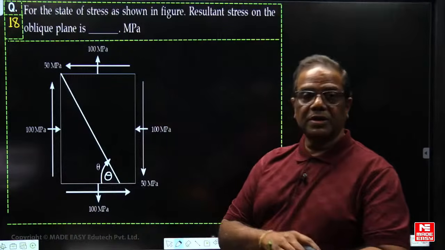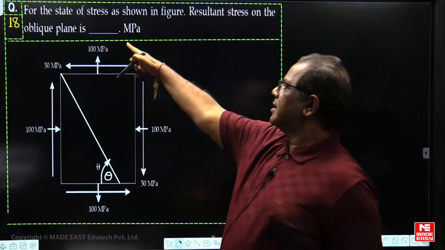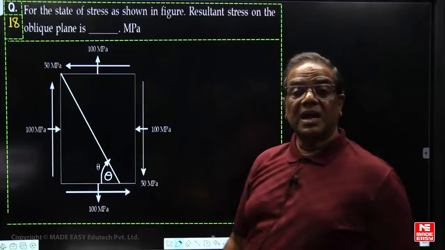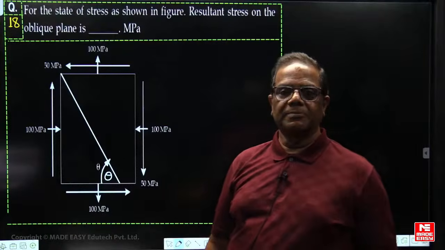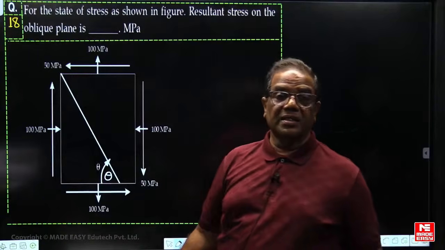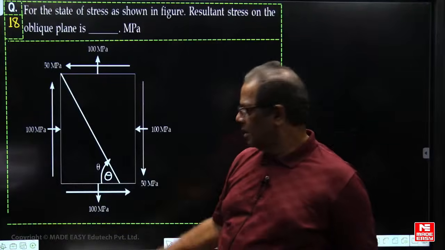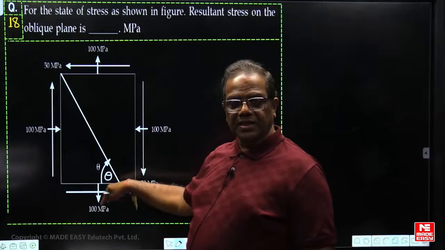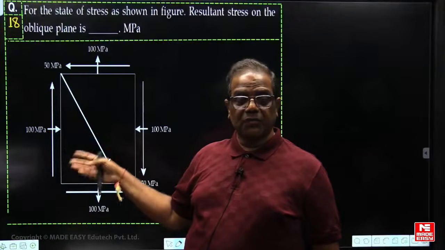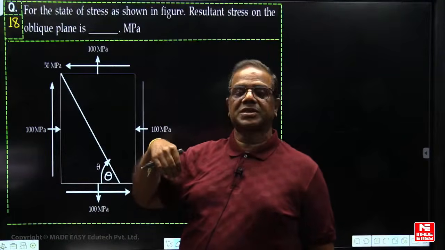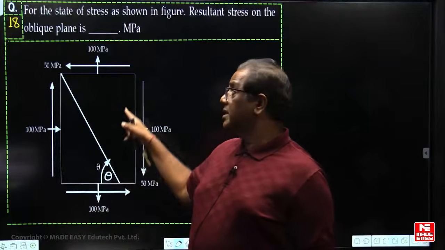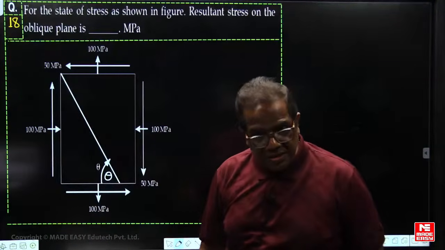Now you are coming to the principal stress chapter. For the state of stress as shown in the figure, find the resultant stress on the oblique plane. The theta value was not given. Most of the students who have not attended my lectures are going to say there is insufficient data, sir, theta was not given. How to find out the resultant stress?